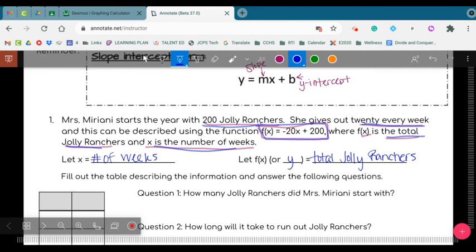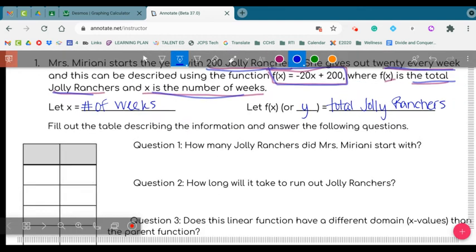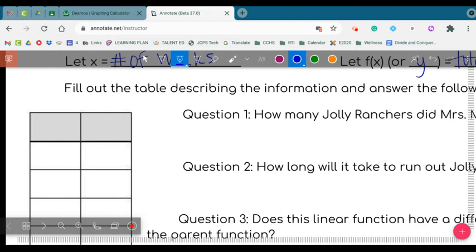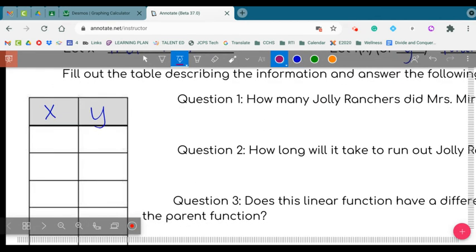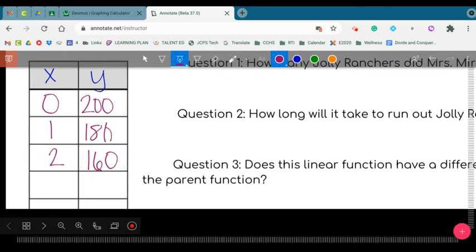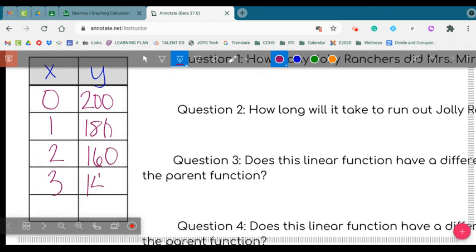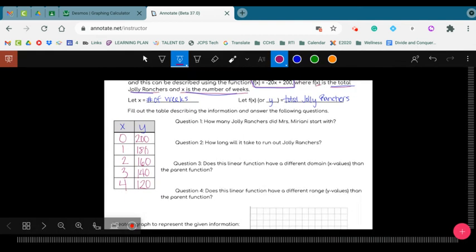Okay, so now let's go down and we're going to fill out the table and answer the following questions. So we have our x, which is our number of weeks, and our y is our number of Jolly Ranchers. Let's just start with 0. At 0 weeks, we haven't given any Jolly Ranchers, so we have 0, 200. For 1 week, we've given out 20, so we subtract 20, so it'd be 180. After 2 weeks, we give out another 20, so we subtract 20 again. 3 weeks, we give out 20 again, so we subtract. After 4 weeks, we give out 20 again, so we subtract 20.